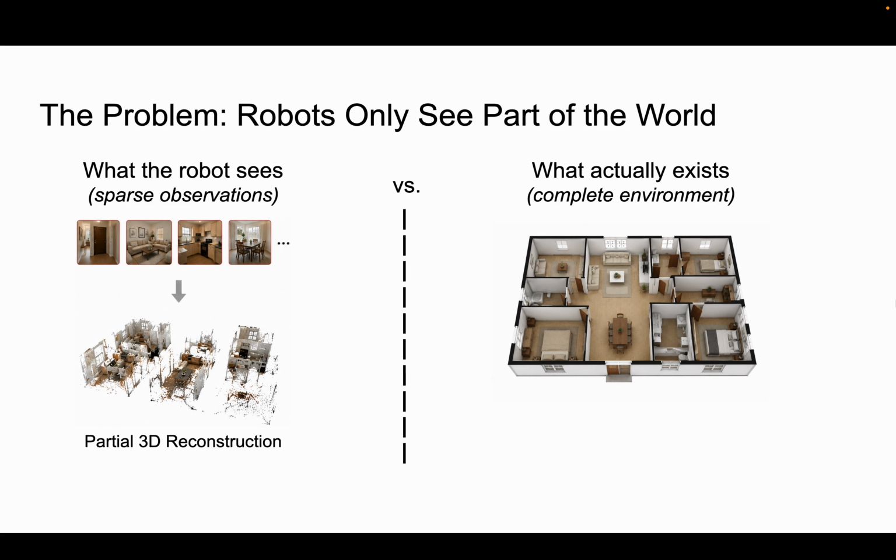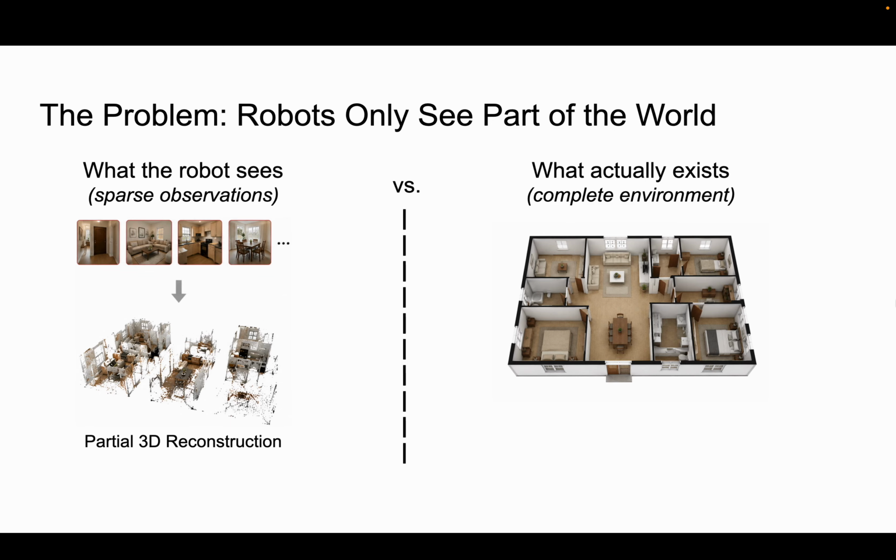The motivation for this work comes from a fundamental problem in embodied robotics. A robot can typically only observe a small portion of its environment at any given time. As the robot moves through a building, it collects visual observations like the images shown here. These observations can be used to reconstruct the environment in 3D, but that reconstruction is inherently incomplete.